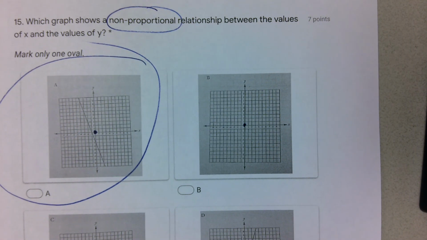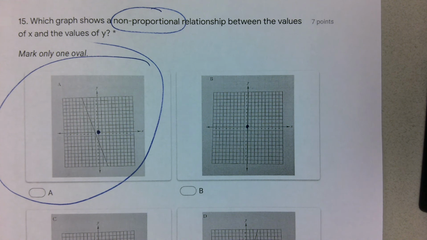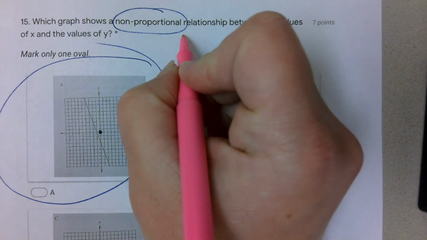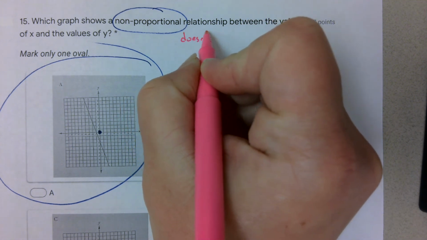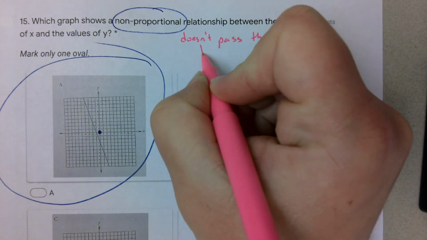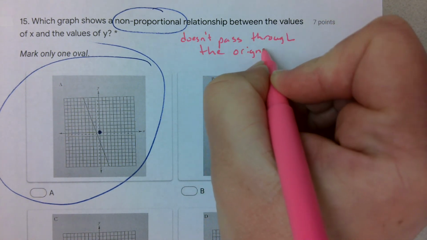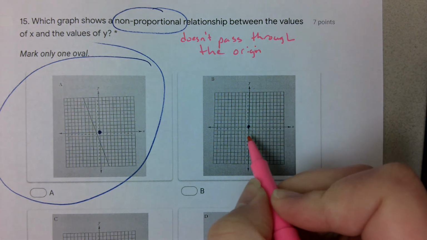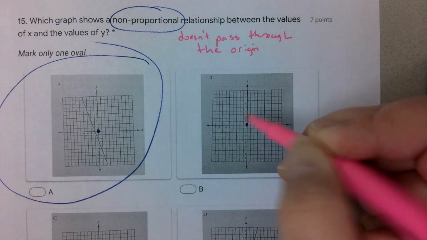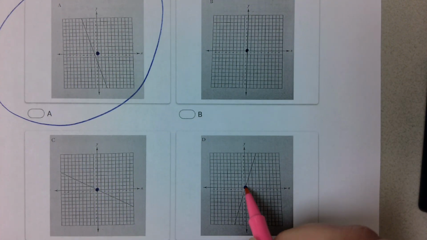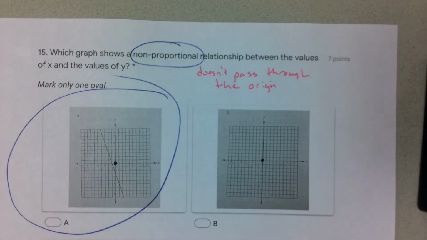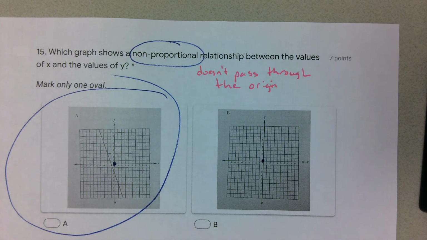Number 15, which graph shows a non-proportional relationship between the values of x and the values of y? Remember, non-proportional doesn't pass through the origin. All right, so I marked the origin. My line right here is right over the y-axis. This is not correct because it's going through the origin right there. Here, my line's going through the origin, going through the origin. A is the only graph that does not go through the origin, so the correct answer is A.